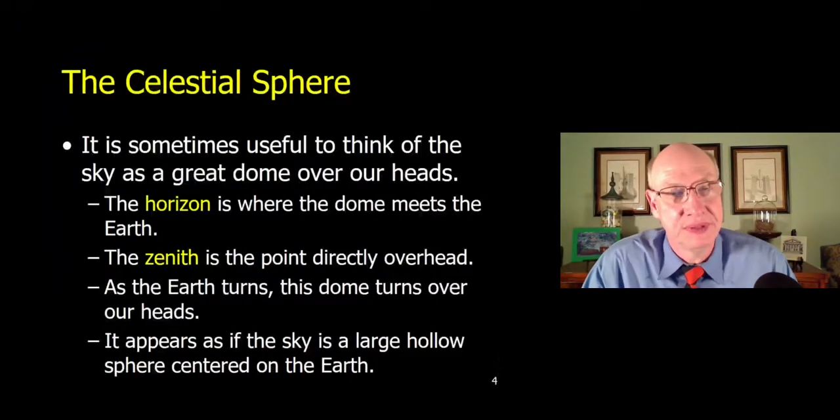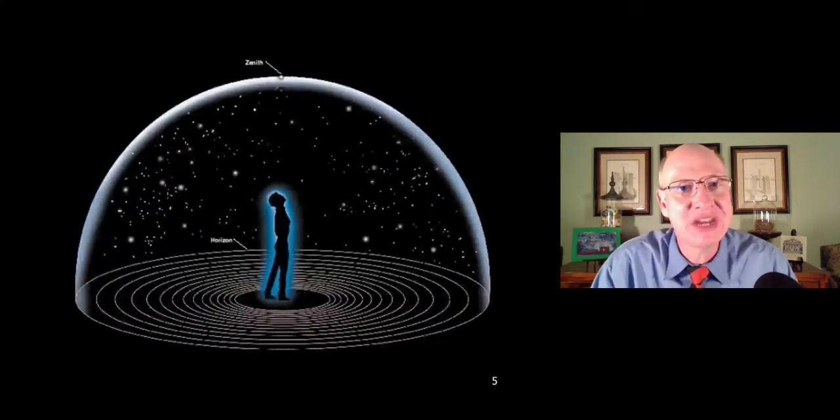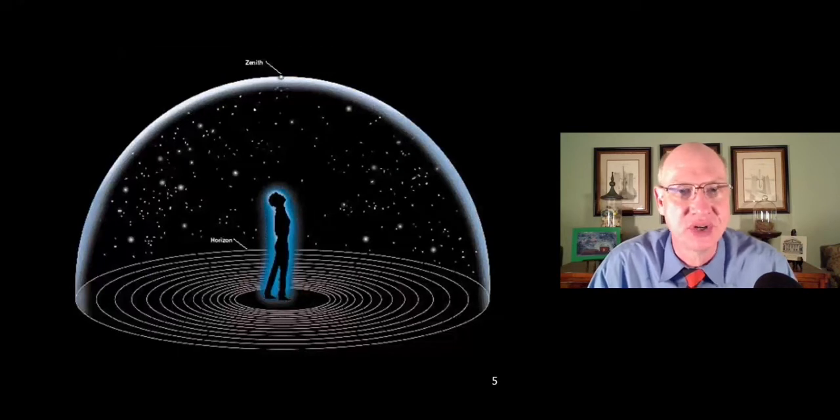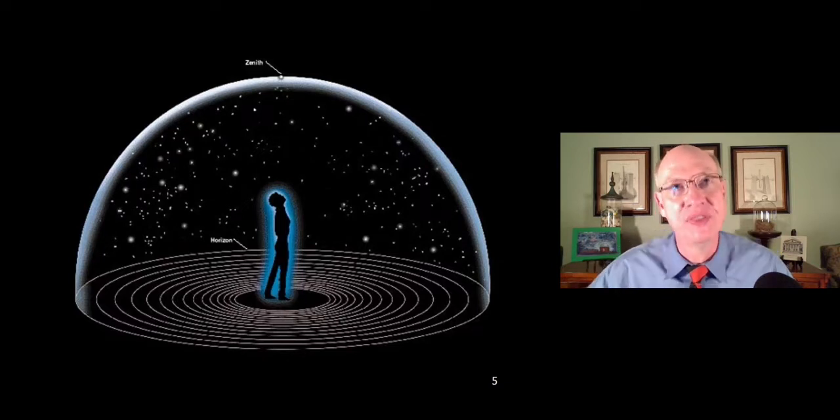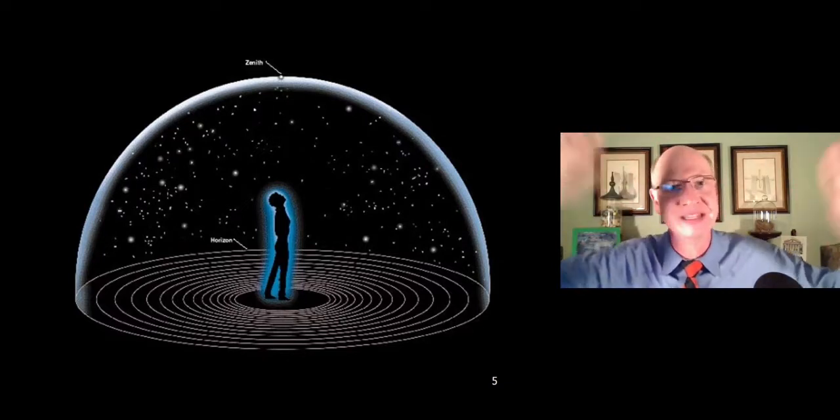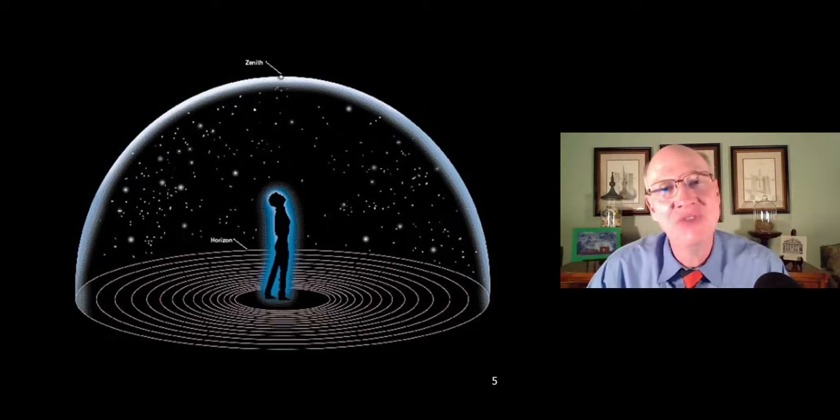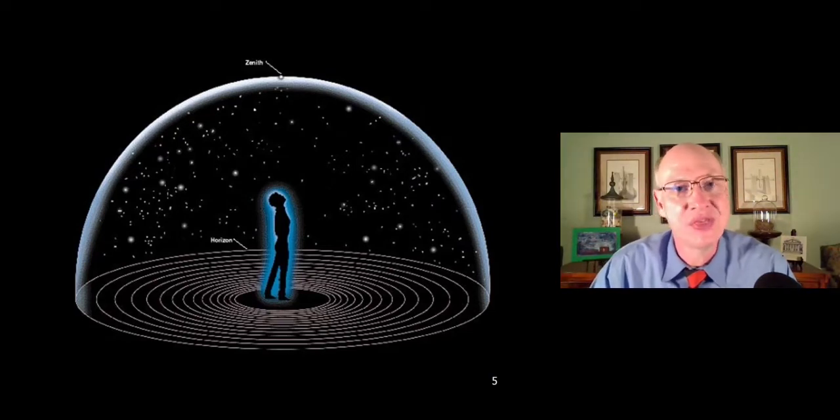It is useful, and astronomers still think of the sky as a giant dome over our heads. I think it's really interesting that it is now the 21st century, and we've known for a long time that the sky is not a dome over our head with the sun, the moon, and the stars and the planets painted on that dome. And even though we know that that is not what the sky is, astronomers still think about the sky as a dome over our heads.